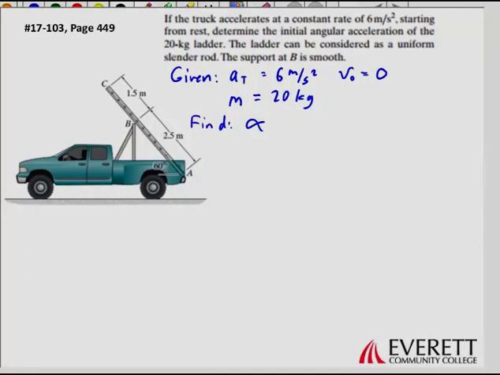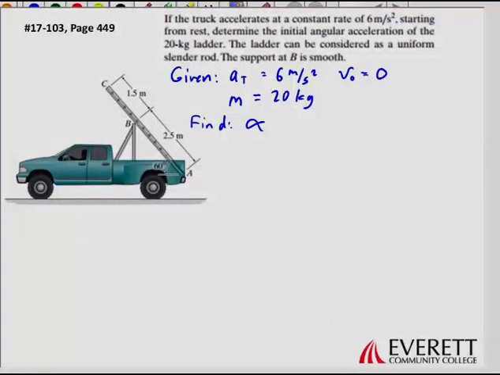So if this truck is accelerating, there's a couple things that could happen. If the truck's not accelerating fast enough, the ladder's just going to stay there. If it's accelerating fast enough, the ladder is going to rotate at point A and fall out of the back of the truck. So the very first thing we want to do is figure out, is this ladder going to rotate at all? Maybe the answer is 0. Alpha could be 0. And to figure that out, we can set this problem up and draw a free body diagram and figure out at what acceleration the ladder will start to rotate. And that's how we're going to start the problem out.